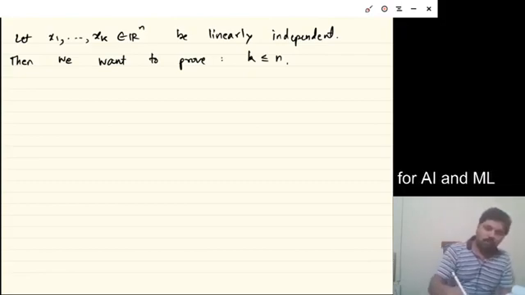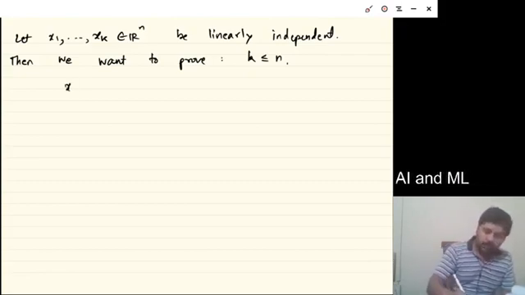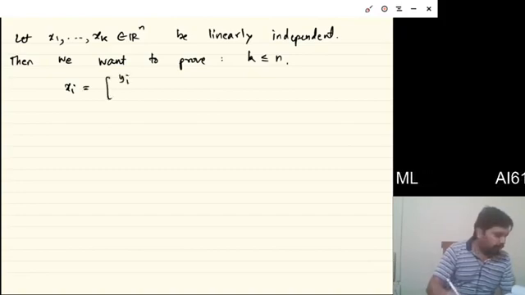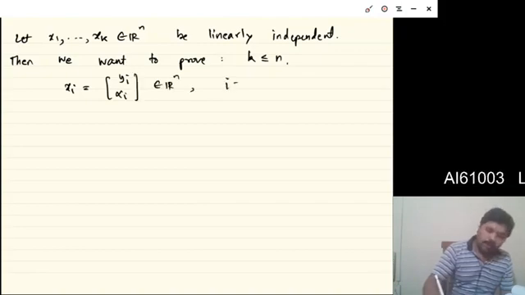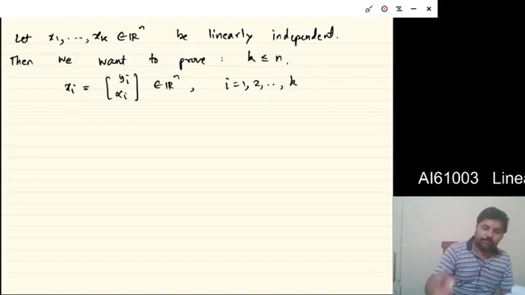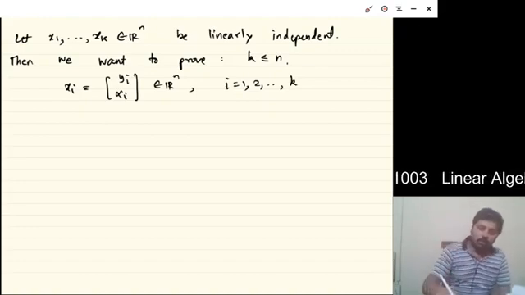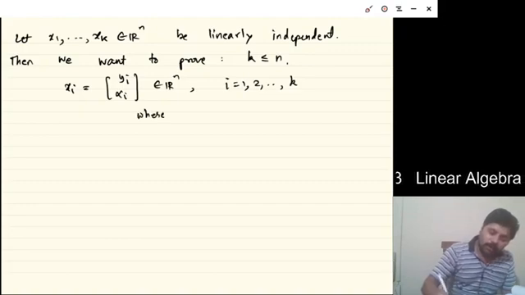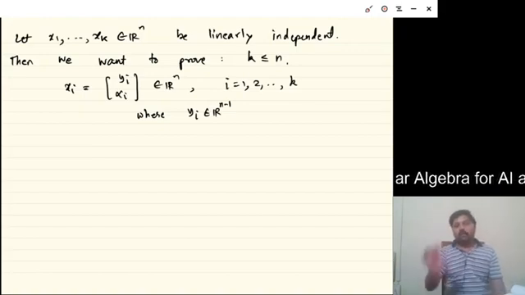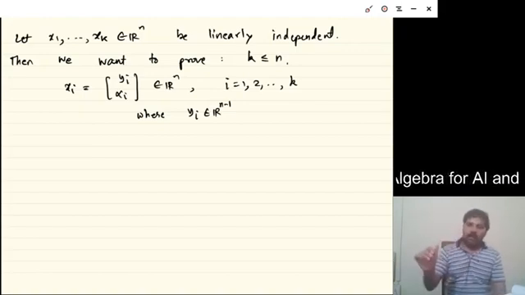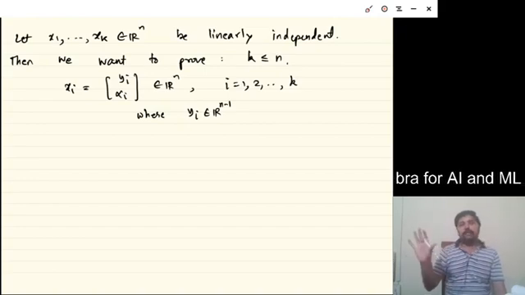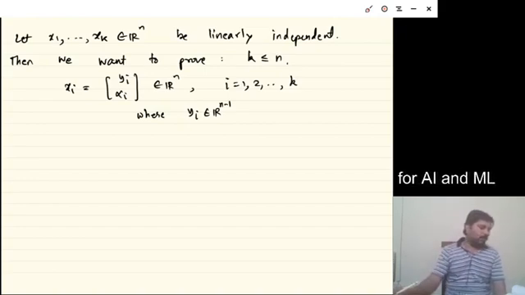So what are we going to do? We are going to do a very interesting thing. I will write down this xi as yi, alpha i, belonging to Rn for i equal to 1 up to k. So I have written this vector xi in a block notation where these yi belong to Rn minus 1. So I have an n minus 1 block, and alpha i, the last entry, is a scalar entry.